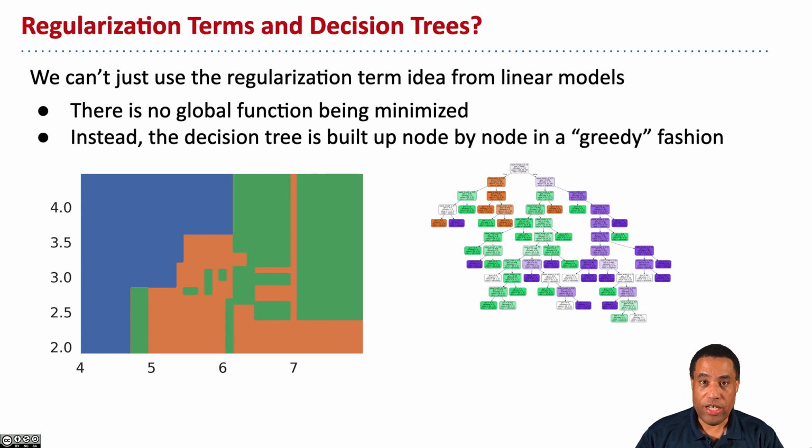If you've taken CS170, then you know what that is. But just in brief, we're building our tree node by node, making decisions as we go to pick the best approach at each node, right? So there's no place to put a regularization term. So what can we do to restrict the growth? Well, let's look at two approaches that could help us limit the growth.